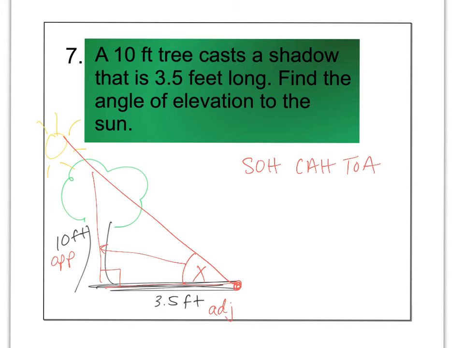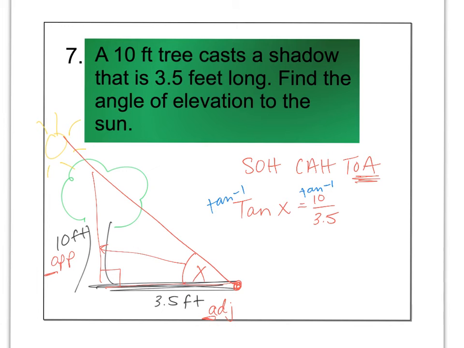Think about SOHCAHTOA, and you have to pick the one with the O and the A. O and A go with TOA. T stands for tangent, so tangent x equals, now it's opposite on the top, adjacent on the bottom. So 10 over 3.5. Remember, to get rid of the word tangent, you're going to have to do inverse tangent.